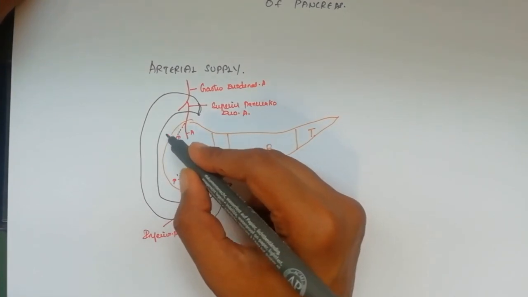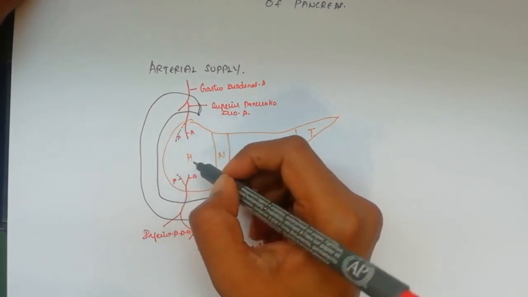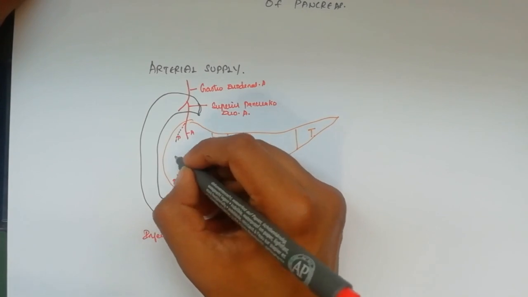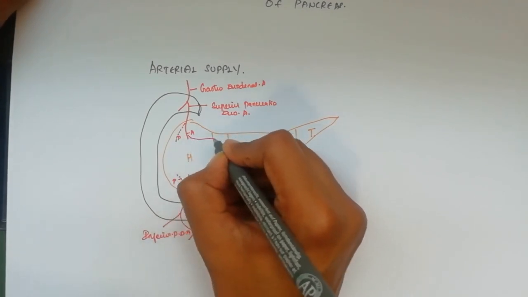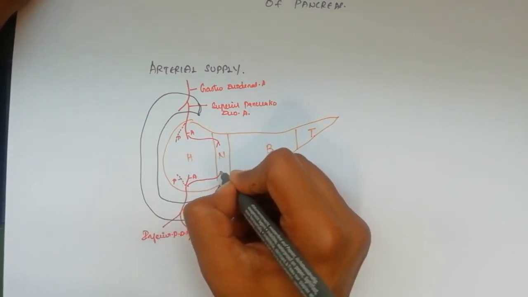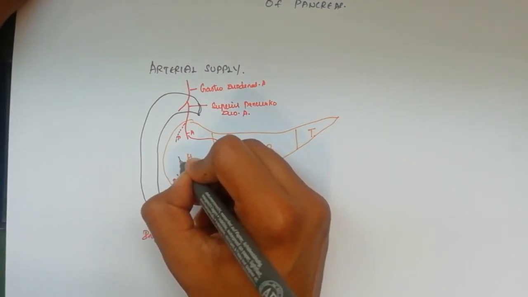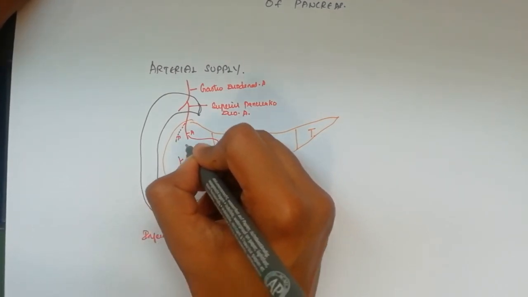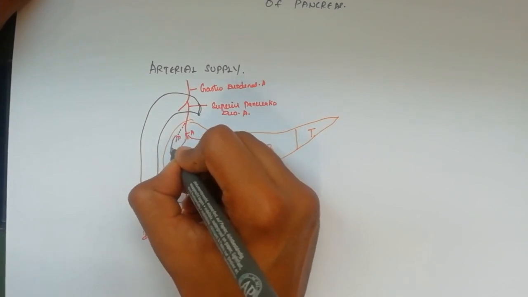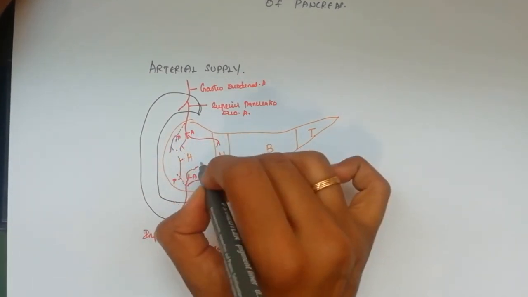So body and tail will be supplied majorly by pancreatic branches arising from the splenic artery, and we have head and neck which is supplied by the superior and inferior pancreaticoduodenal arteries. Now we will move on to venous drainage. So we are going to see details of venous drainage.